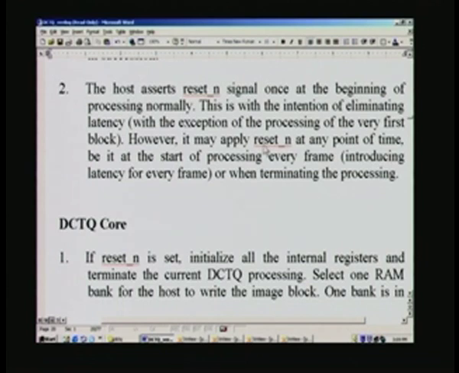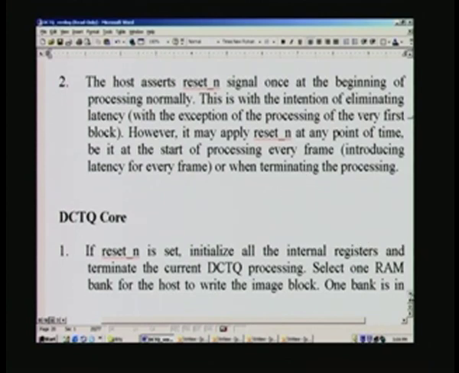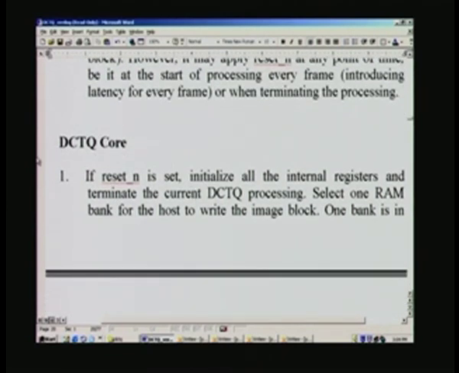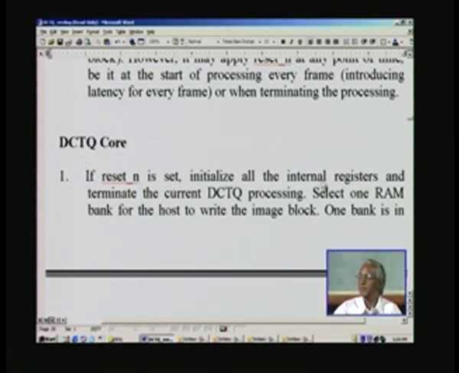However, you may apply reset at any point of time, be it at the start of processing every frame, introducing latency for every frame, or when terminating the processing. Finally, if you wish to terminate the entire processing, image processing or video processing, then you need to do the assertion. And this is the role for the DCT processor, which we are going to look into in the Verilog code later on. Here, if reset is set, initialize all the internal registers and terminate the current DCT processing.